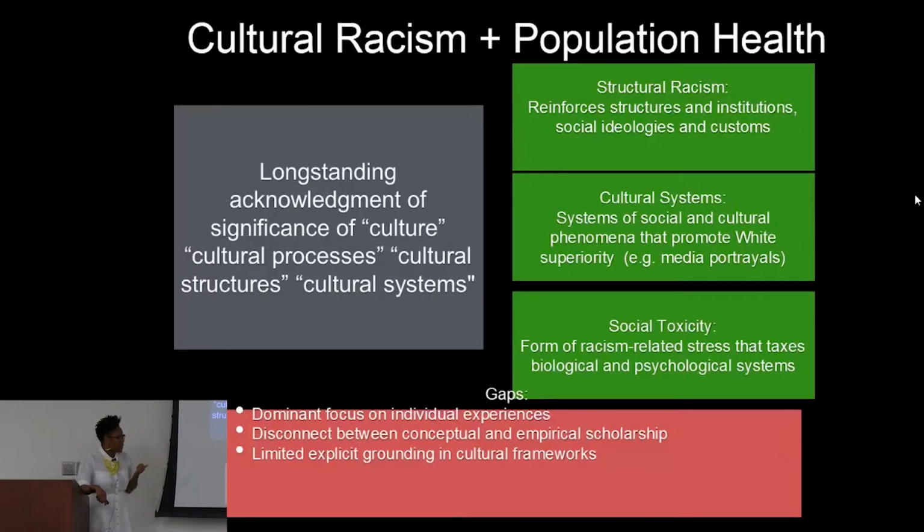What I find in this literature, however, is that there's a dominant emphasis on individual experiences when it comes to measuring racism. So we tend to focus on direct encounters with racial discrimination. It's much more difficult to think about how to measure these broader, atmospheric types of manifestations of racism, even if we name them in the conceptual literature. So there's a disconnect between how racism is being conceptualized historically and how it actually shows up in the empirical literature. And then there's also limited explicit grounding in cultural frameworks. So again, drawing from other disciplines that have thought very carefully about what culture is, what cultural systems are, and really integrating that into frameworks around racism.